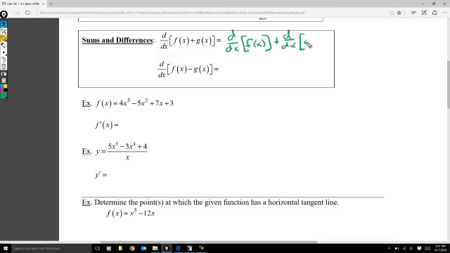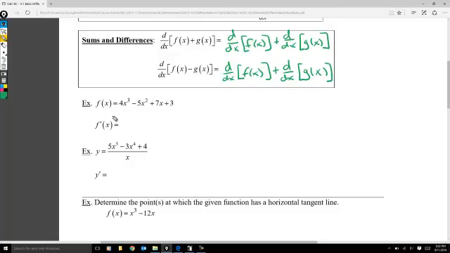And all that means is that if you have a bunch of things adding together and you want to find the derivative of the whole thing, you can just find the derivative of each term one at a time. You don't have to think about it as a whole. You can think about it as a sum of its parts.